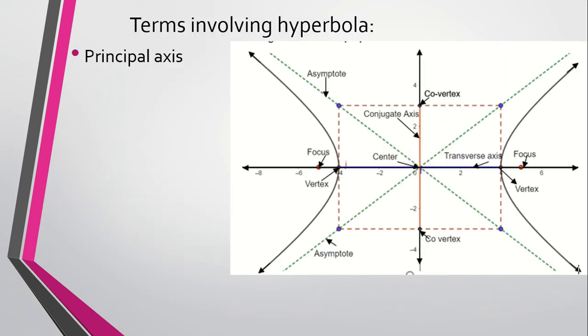So, sa hyperbola, meron tayong principal axis. So, yung principal axis is aligned through the foci. So, ito yung ating hyperbola. Ito yung ating focus. At ito yung ating focus. So, yung principal axis, it is aligned through the foci. So, itong line na to, yan ang principal axis.